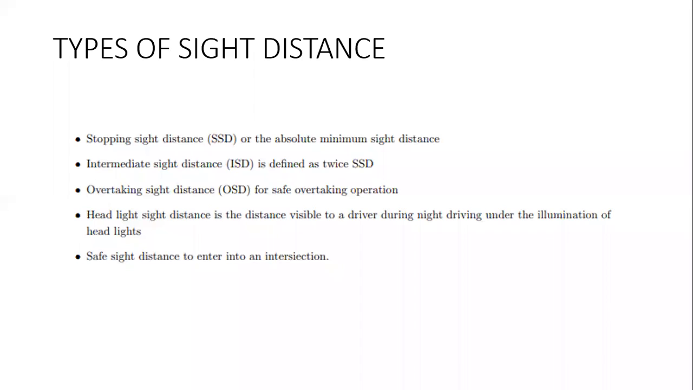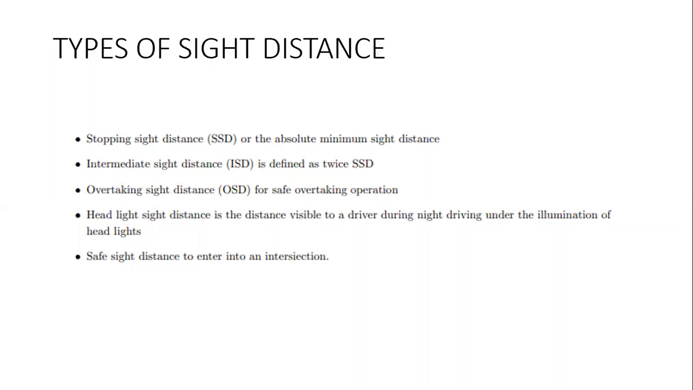That is nothing but the driver being able to safely overtake the slow moving vehicle without causing any obstruction to the traffic in the opposite direction, or without colliding with the vehicle coming from the opposite direction. Definitely, you will be seeing the slow moving vehicle as well as the vehicle coming from the opposite direction for overtaking. That side distance is called the overtaking side distance. Hope you understood.